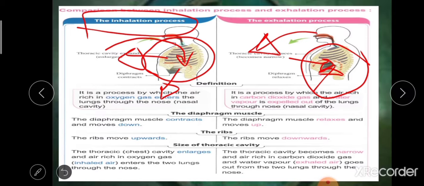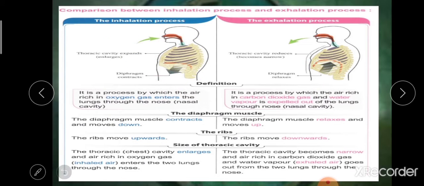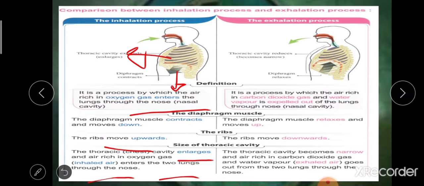It means what? Inhalation. What is inhalation? It is the process by which oxygen gas enters the lungs through the nose. So in inhalation, oxygen enters the lungs. Okay? What happens during this process? The diaphragm muscle contracts and moves downwards, and the rib cage moves upwards, and the chest cavity or thoracic cavity enlarges or becomes bigger, and inhaled air enters the lungs through the nose.